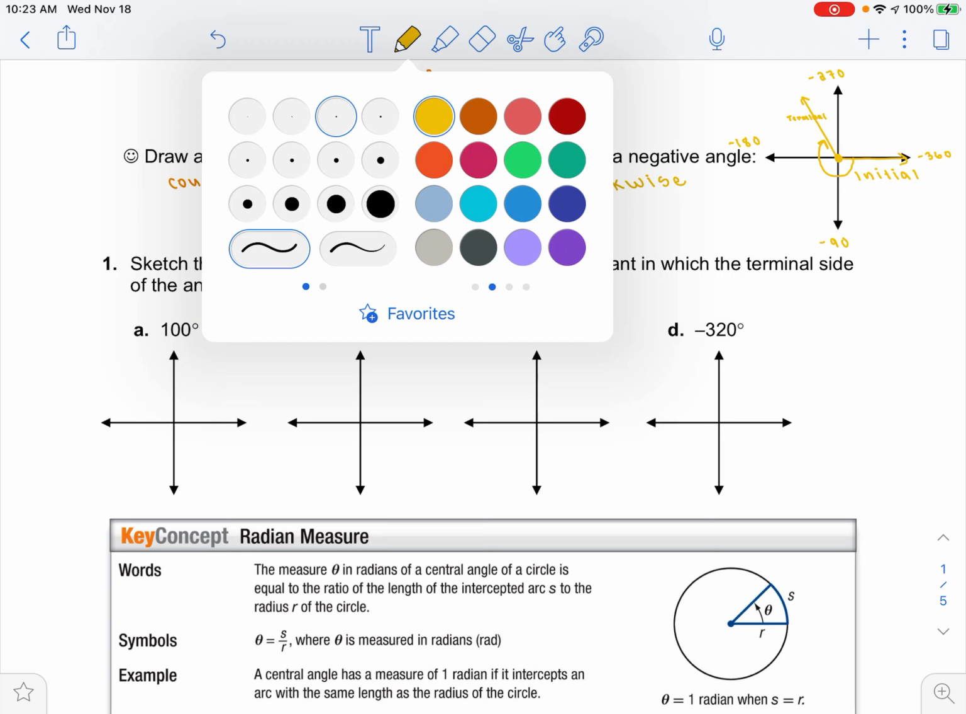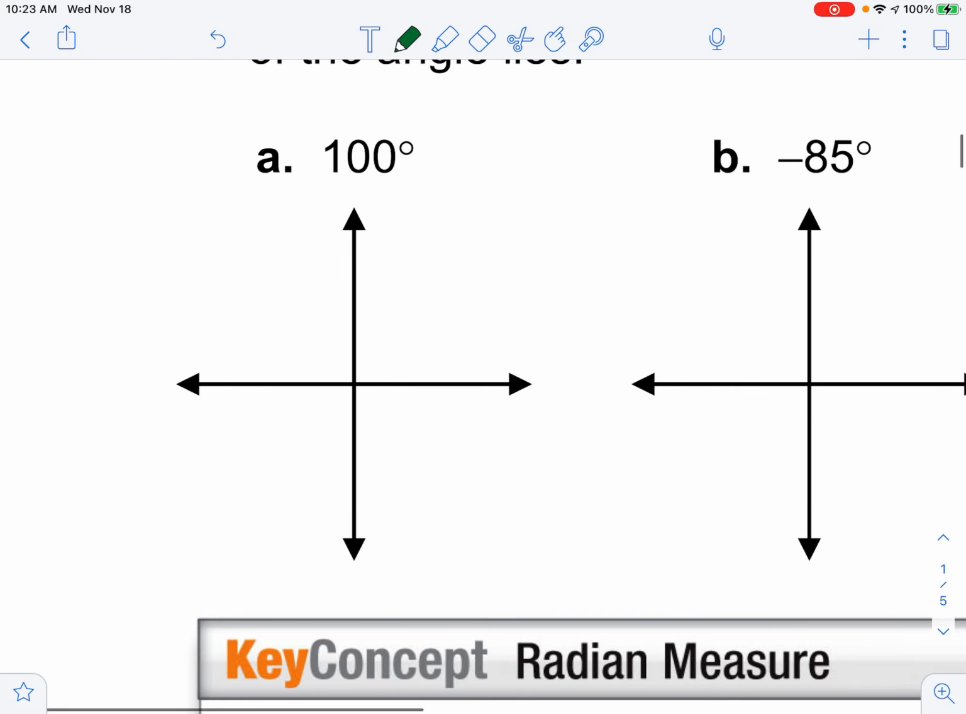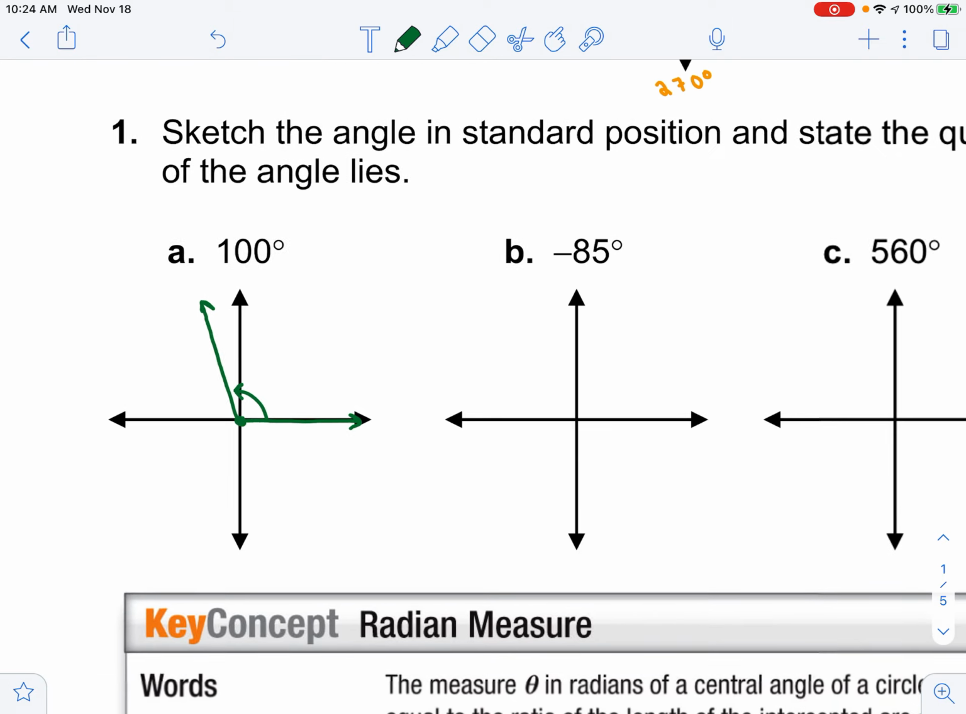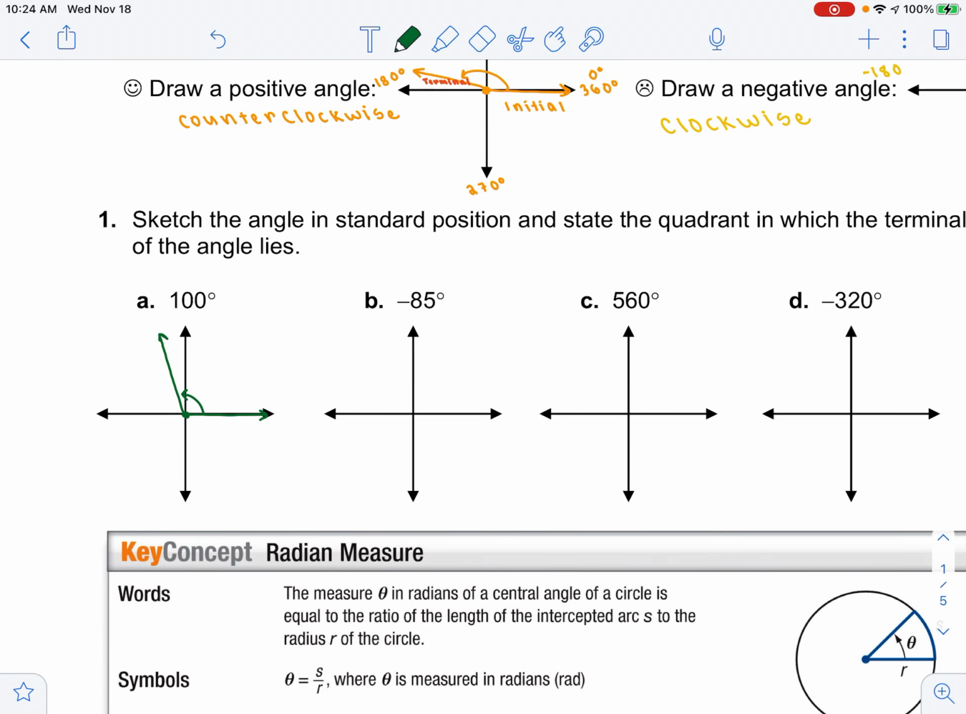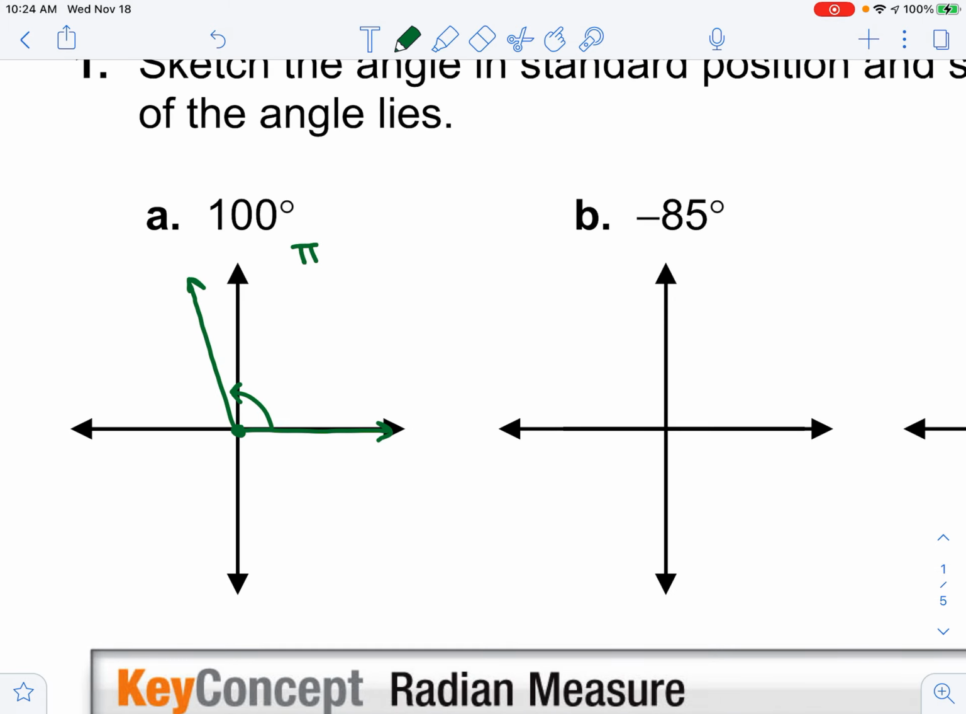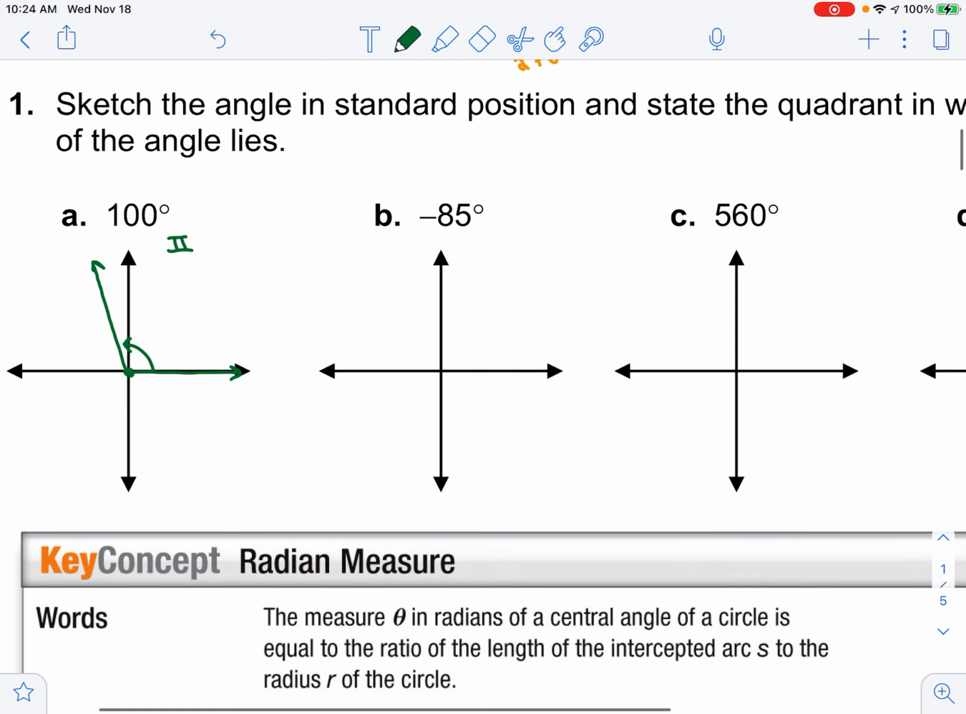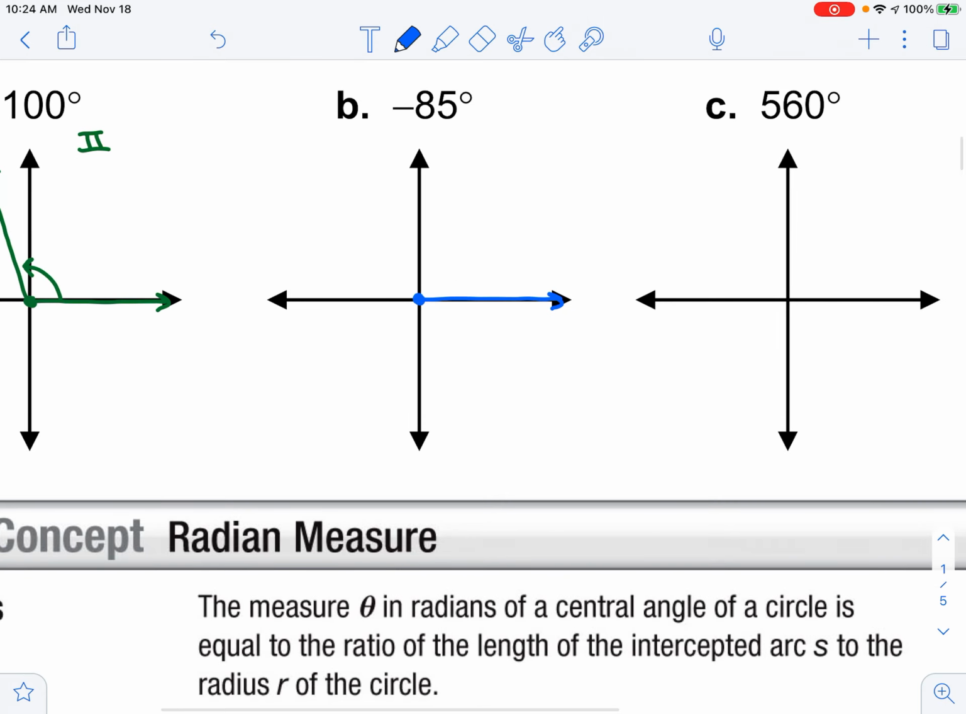So for the first one on here, 100 degrees, you would show that initial side, and then we want to go 10 degrees more than 90, so just go a little bit past 90, and then again, show me the direction in which you rotate it. And then remember, in the directions it said to state the quadrant, so we would call this a quadrant 2 angle. And then you can keep going. So for the next one, negative 85 degrees, you would have your initial side here. We want to rotate in the clockwise direction, and we want to be 5 degrees shy of negative 90, and then showing that we went in this direction, and then remember that that is quadrant 4.